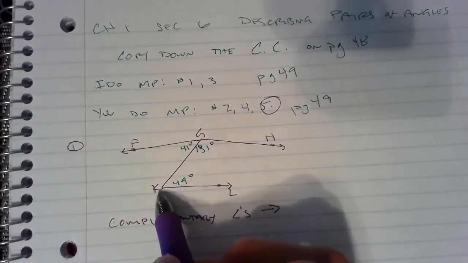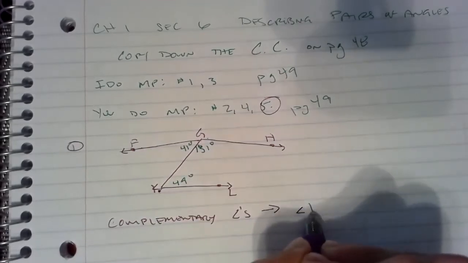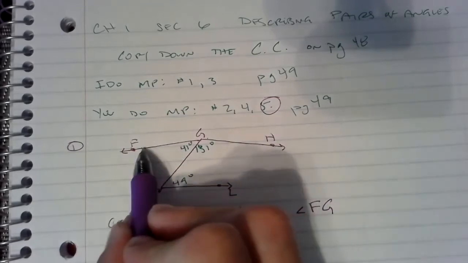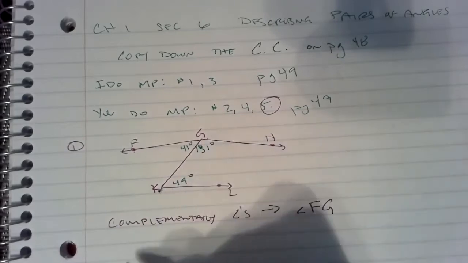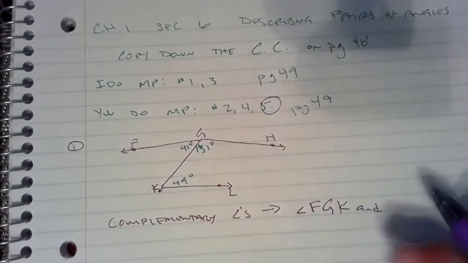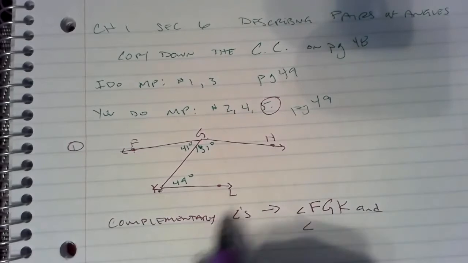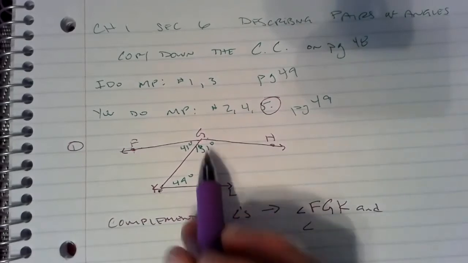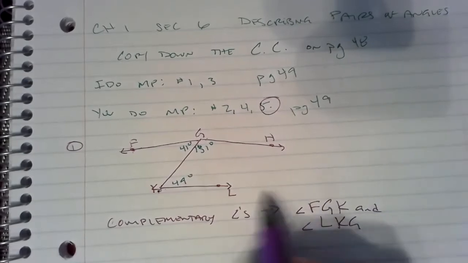This first angle here, we have to definitely give with 3 letters, because if I just say angle G, you don't know if I'm talking about FGK, KGH, FGH, or, well, that's actually it. So angles FGK, and now in this case, it's probably okay to just say angle K, but since we're doing 3 letters, we might as well continue. We can say GKL or LKG. So these two are complementary.